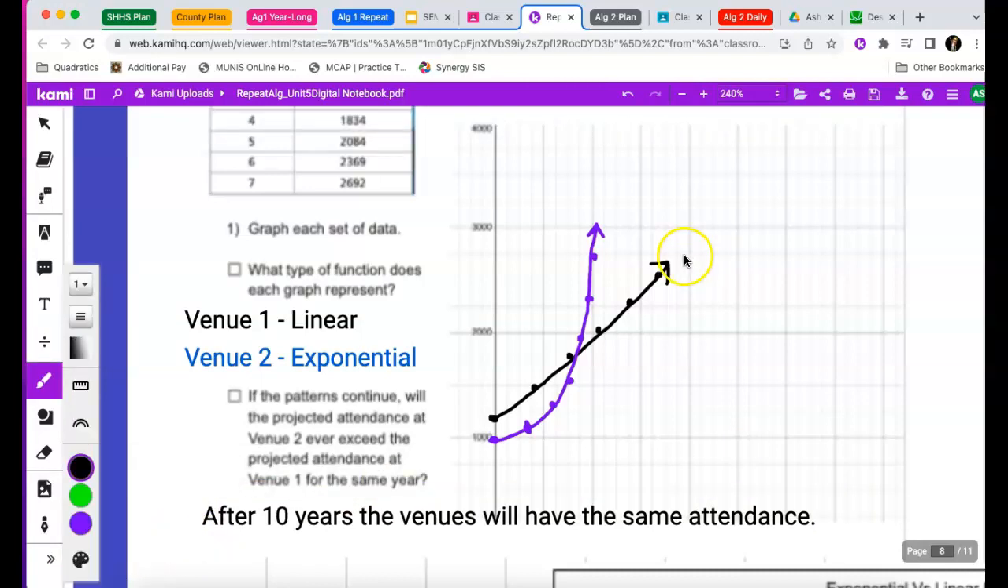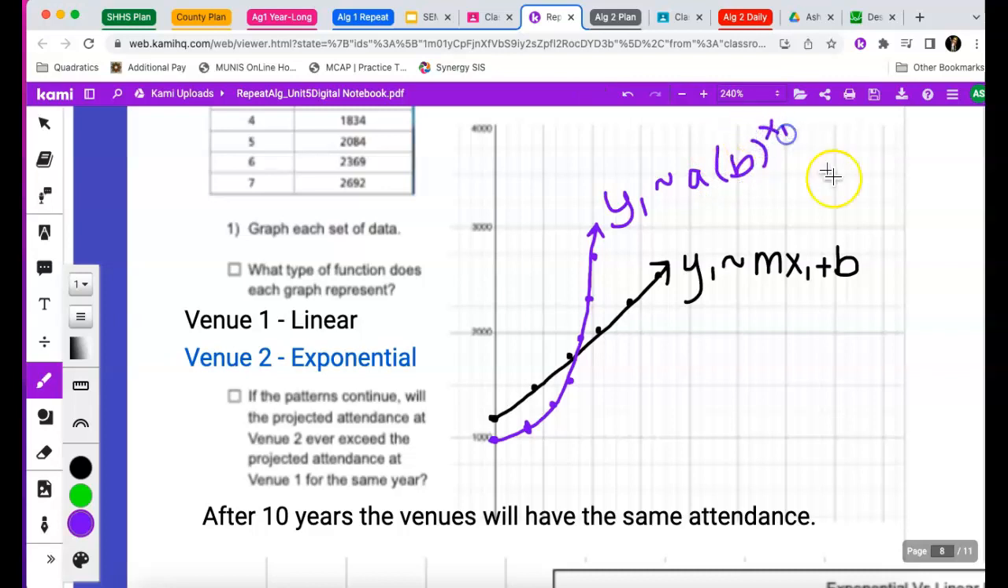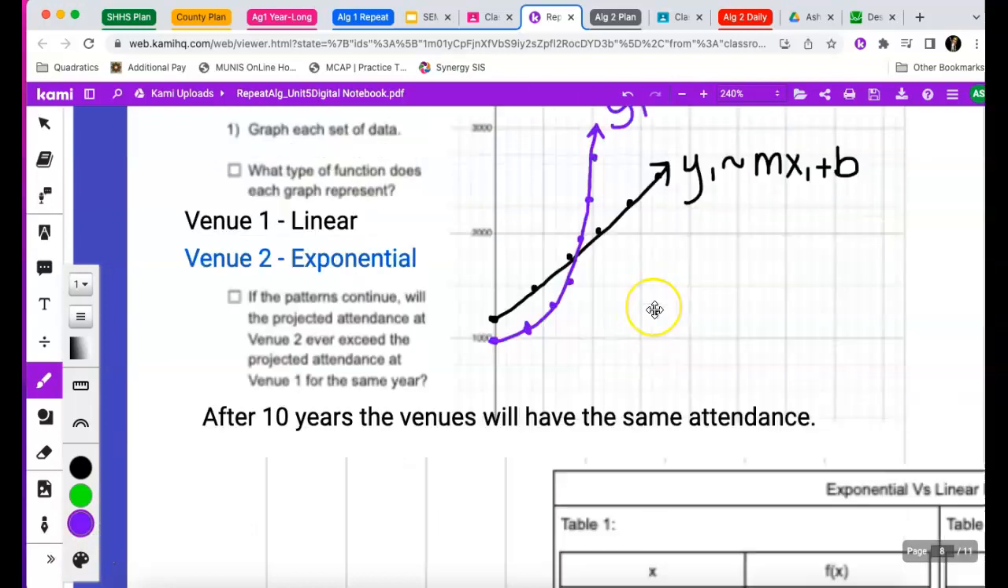Go ahead and write the equation that we used. So for the black one, that was our linear one. This is the equation that we typed into Desmos. And then venue 2 was an exponential. This is the equation that we typed into Desmos. So you're going to want to write these down so that while you're practicing today, you remember what equations you're going to type into Desmos.